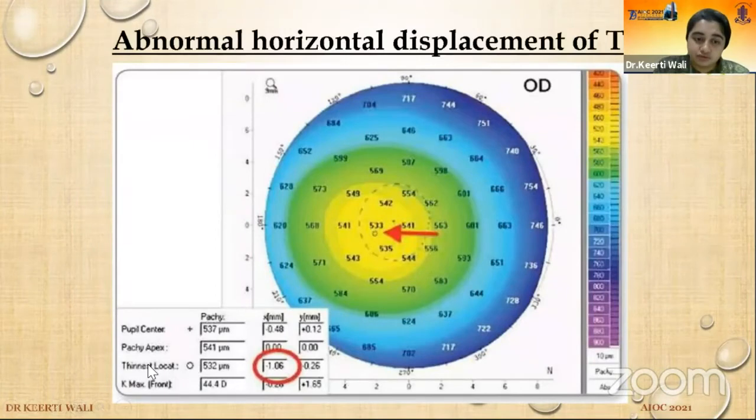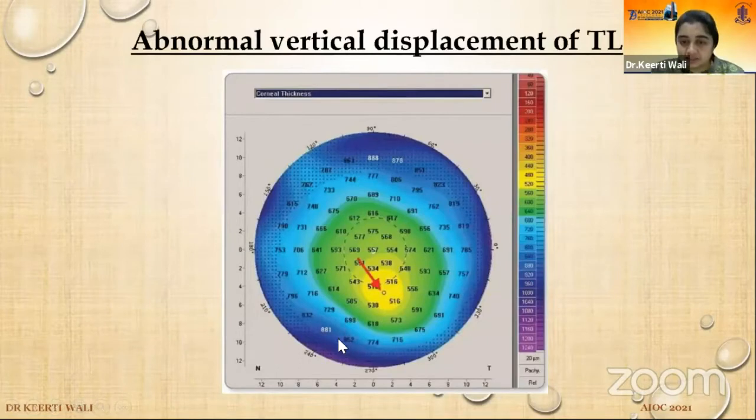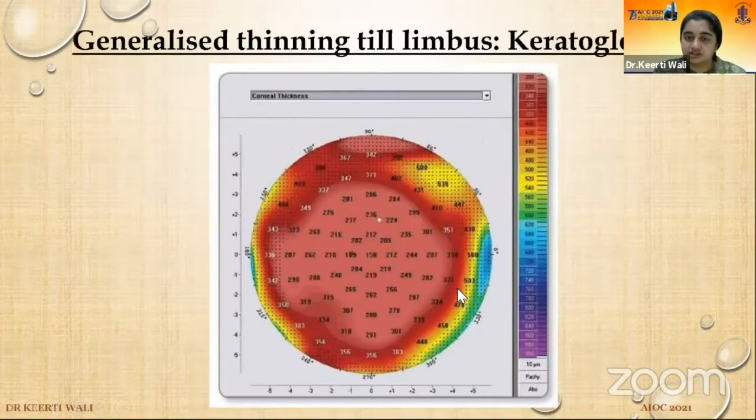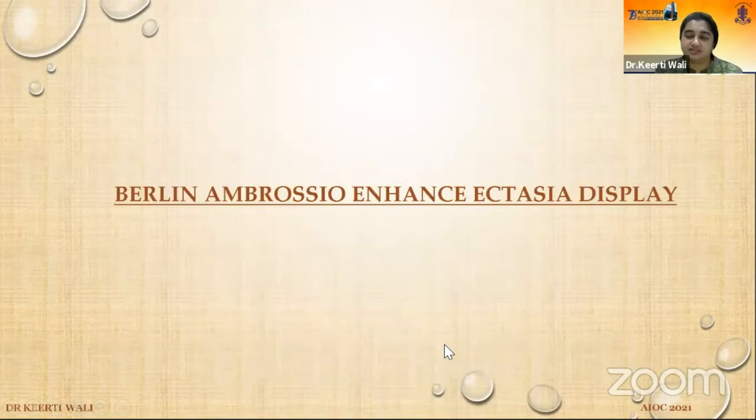Okay, so in this we have to localize the thinnest location on x and y coordinates, and if it is displaced on the x coordinate, it is called a horizontal displacement of the thin location. This is abnormal, and a vertically displaced thinnest location is also abnormal. This is a bell-shaped pattern seen in pellucid marginal degeneration. Generalized thinning till the limbus is seen in keratoglobus.